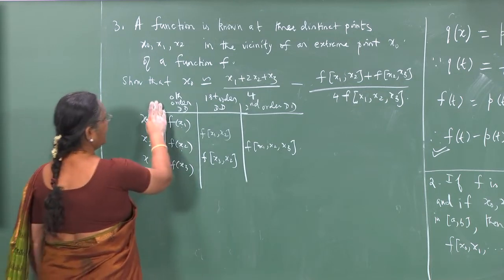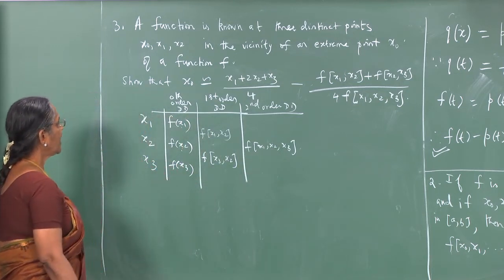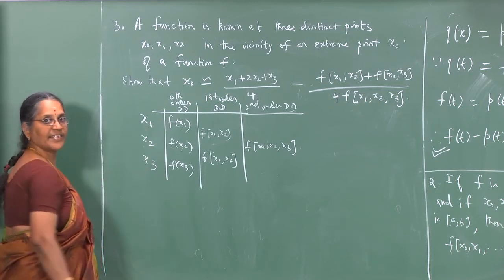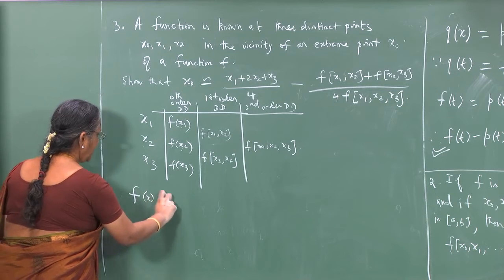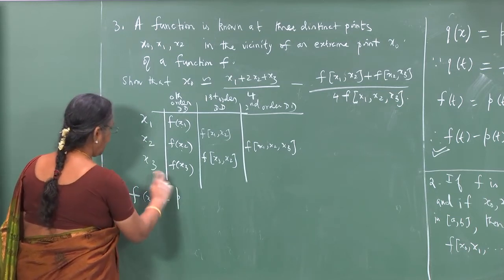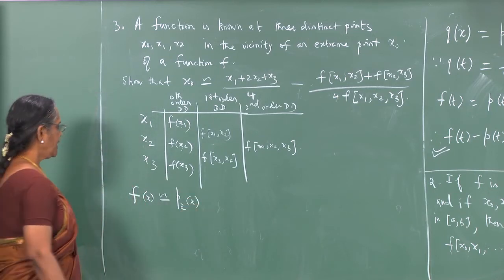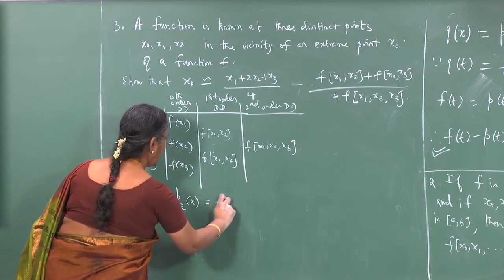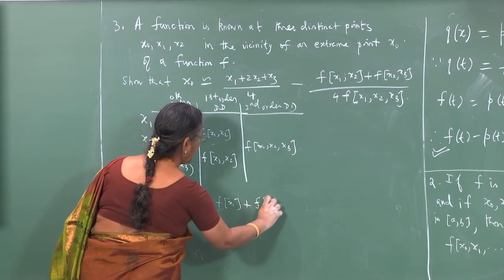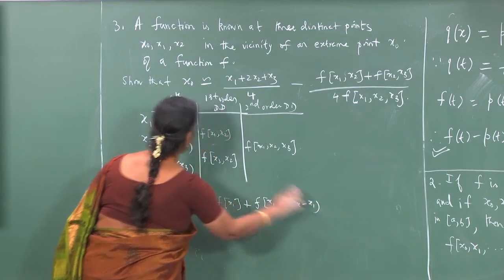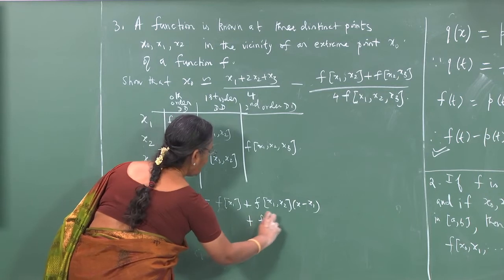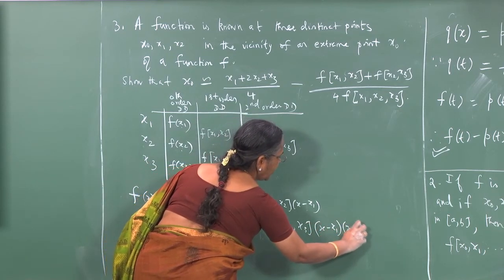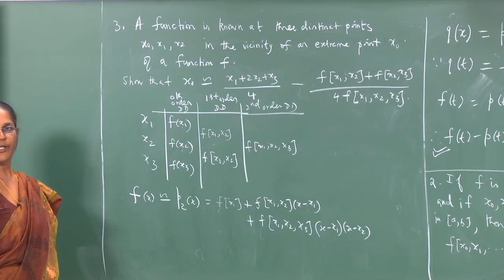So, now that you have the divided difference table, you can find the interpolating polynomial that interpolates this function at a set of these discrete points. Namely, f of x can be approximated by a polynomial p2 of x of degree 2, and in terms of the divided difference interpolation polynomial, this will be f at x1 plus f of x1 x2 multiplied by x minus the first point, which is x1, plus f of x1 x2 x3 multiplied by the factor x minus x1 into x minus x2. That is the interpolating polynomial.